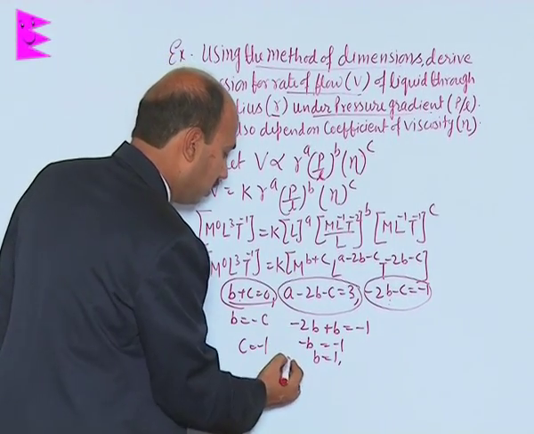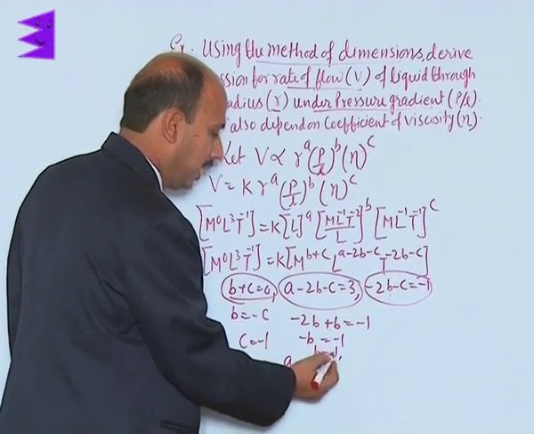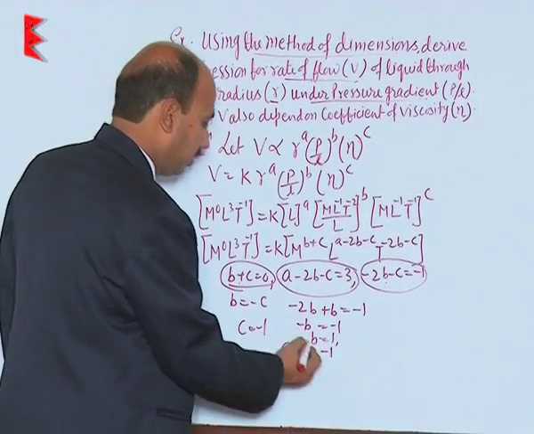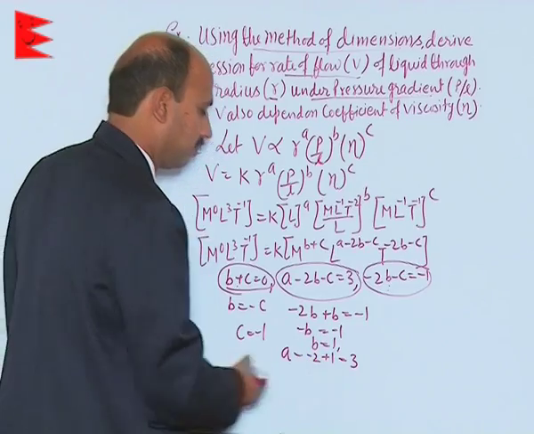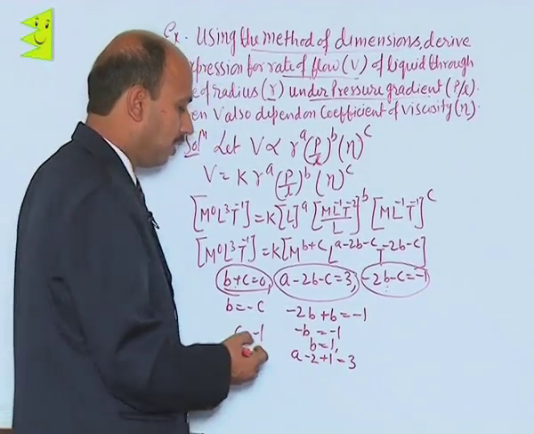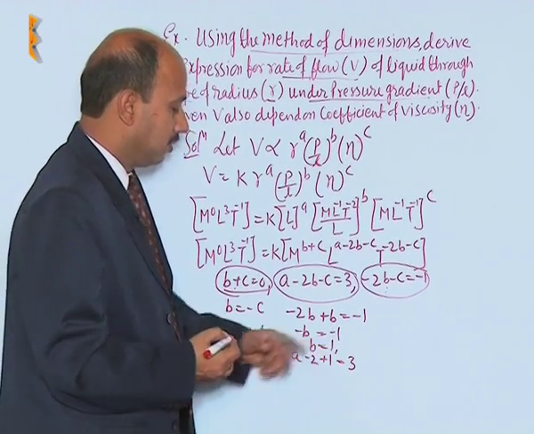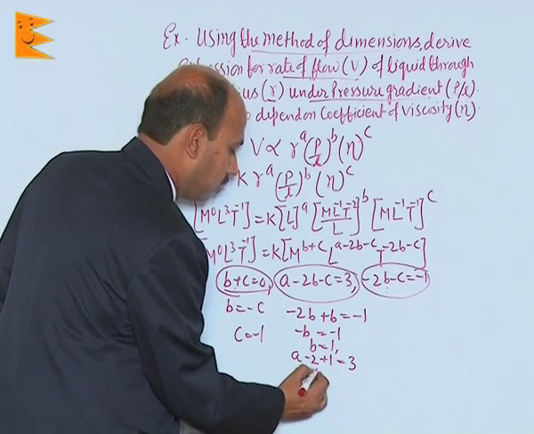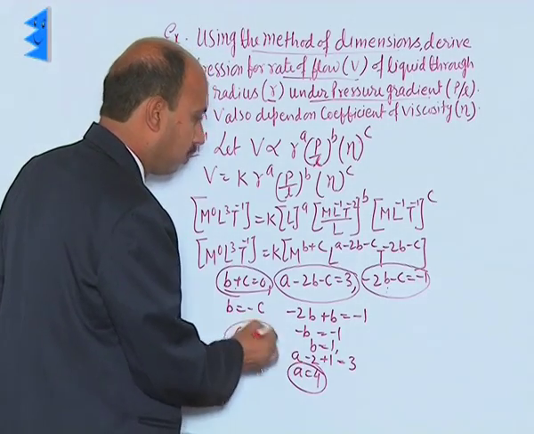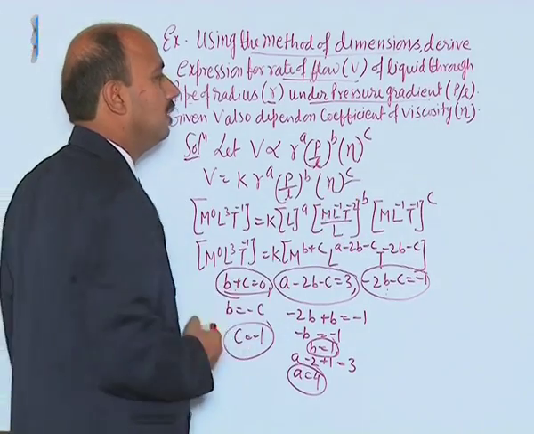A will be here, see here, A minus, in place of B you will be writing 1, so minus 2 and minus 1, that is plus 1 is equal to 3. So, here we have written A minus 2 plus 1 is equal to 3. So, minus 2 plus 1, you will be getting A is equal to 4. So, you have got all the values, A is equal to 4, C equal to minus 1 and B is equal to 1. Now, replace all these values in this relation.